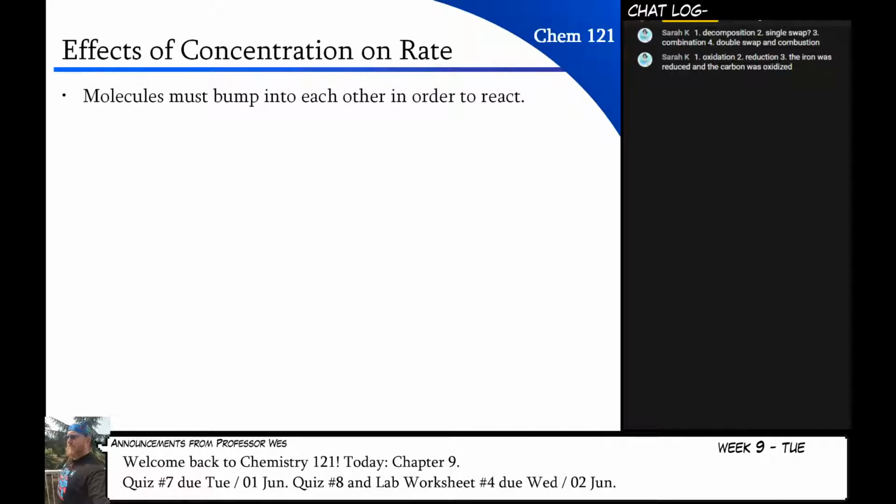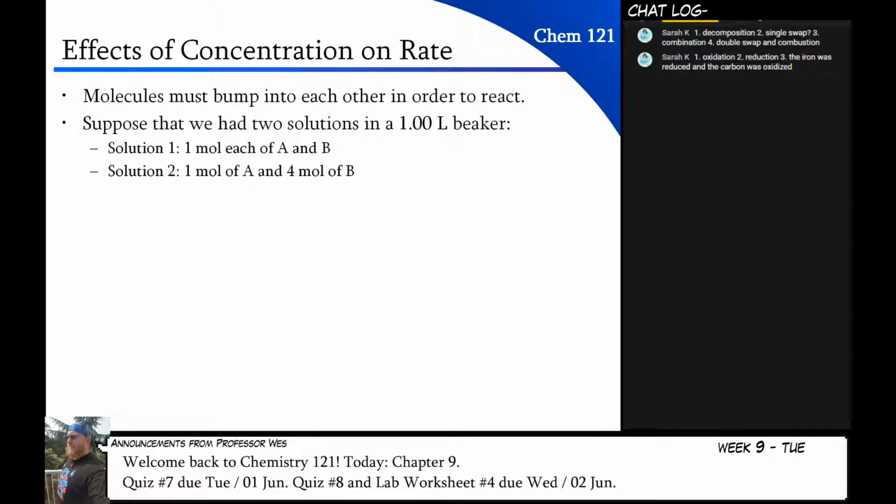Let's talk about concentration. In order for a reaction to occur, again, you need your substances to bonk into each other. Now, if you have lots of one substance, you have more opportunities to bonk. So for instance, let's say in solution 1, I have 1 mole of A and 1 mole of B. But in solution 2, I have 1 mole of A and 4 moles of B. And my reaction is going to be A plus B makes whatever.